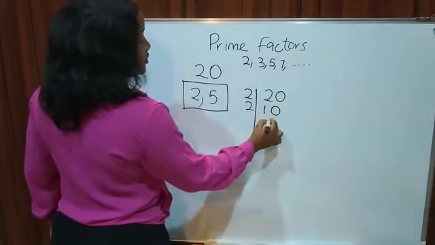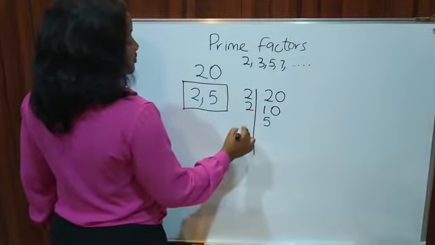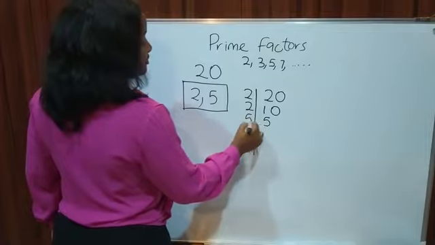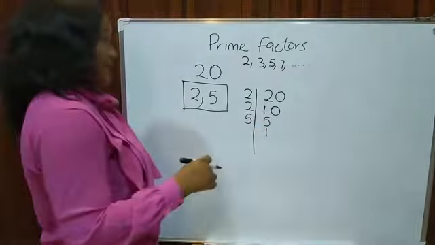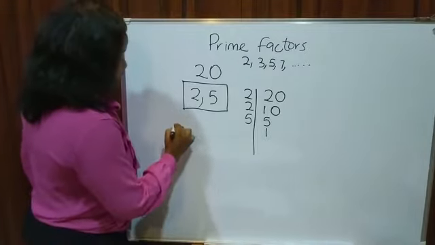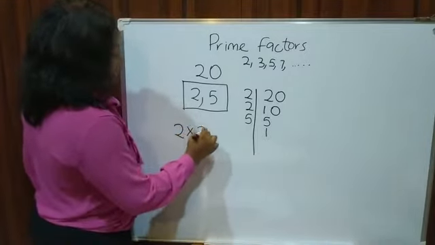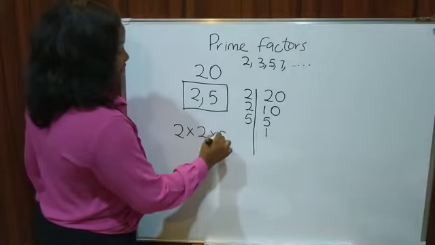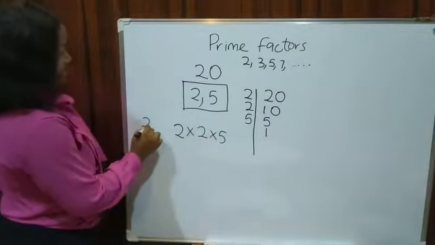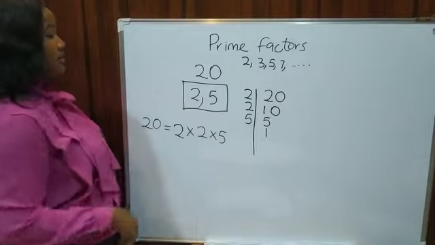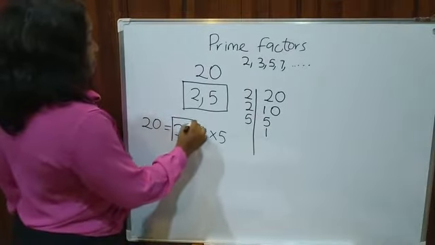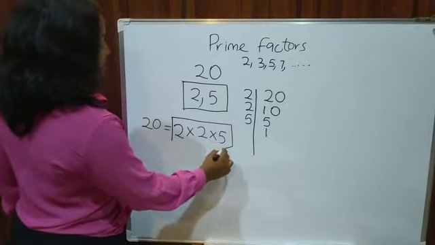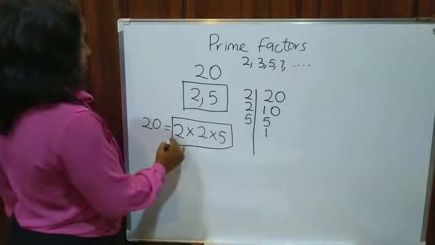10 divided by 2, you have 5. And 5 divided by 5, we have 1. So we've gotten to the end of the process. So now it's 2 times 2 times 5. You can say 20 equals 2 times 2 times 5. So this is representing 20 as a product of its prime factors.